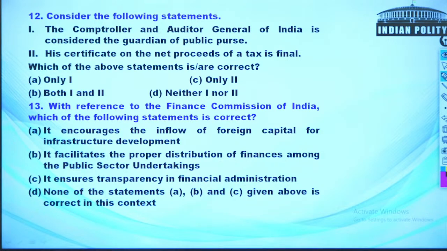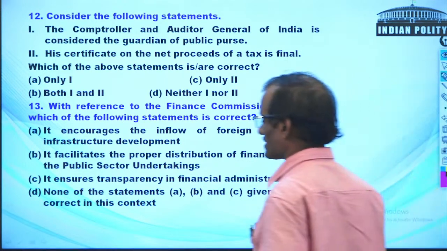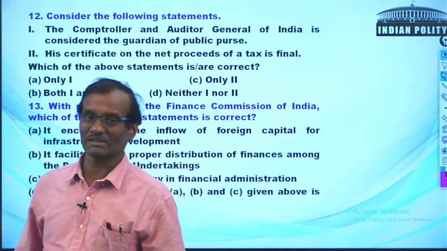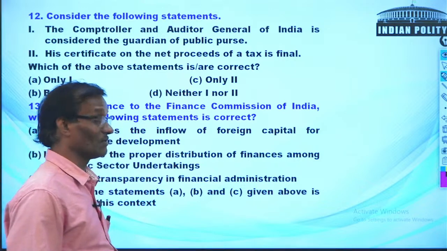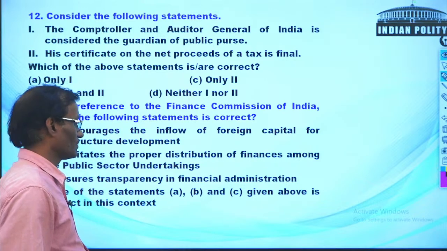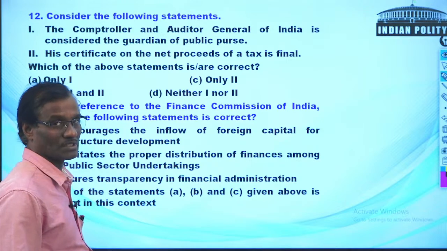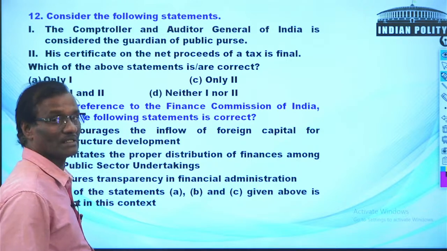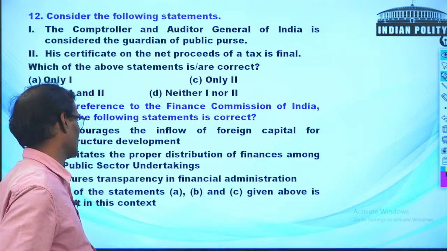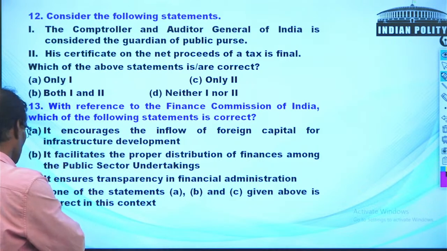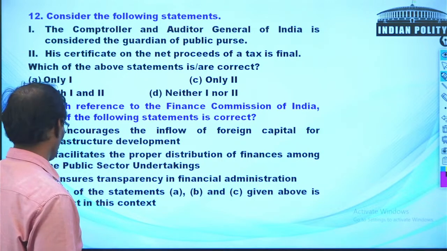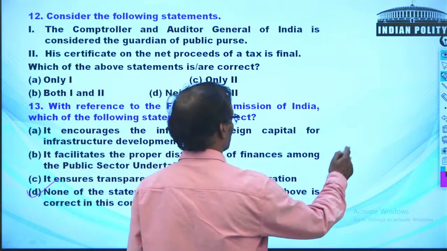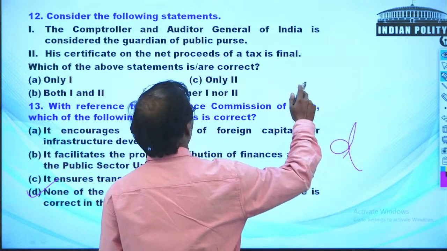So these are somewhat absurd options given in the questions. First form your idea about the Finance Commission, and if an option does not match your idea, then it will definitely be incorrect, because if it had been a function, then we must have read it. But we have not read it. It means there are no functions like this. So the D option is correct: none of the statements A, B, C given above is correct in this context. So that is D. And that is B.